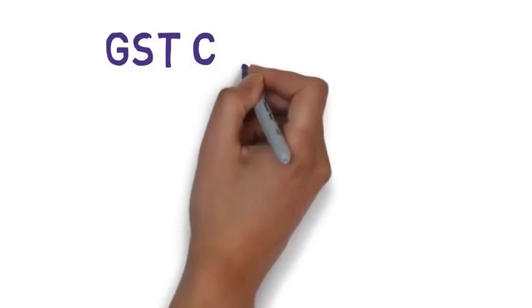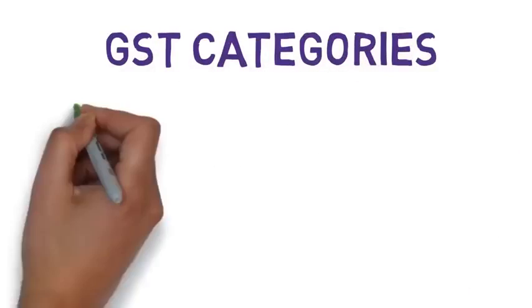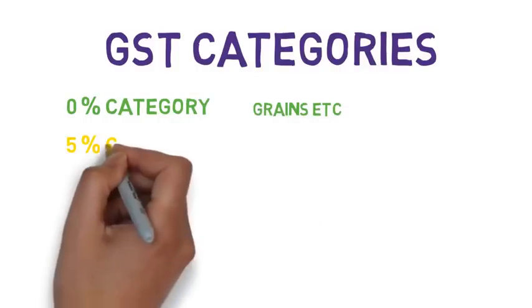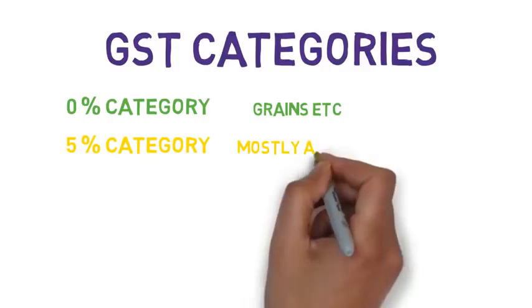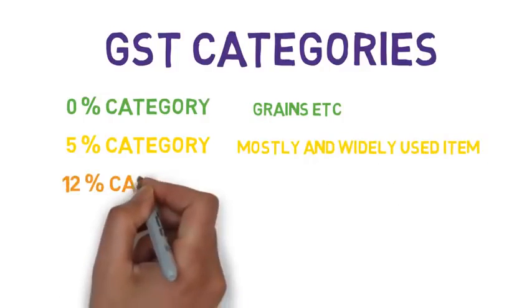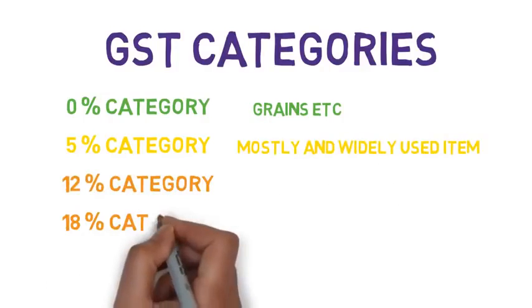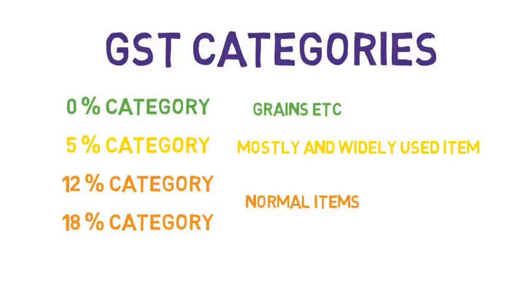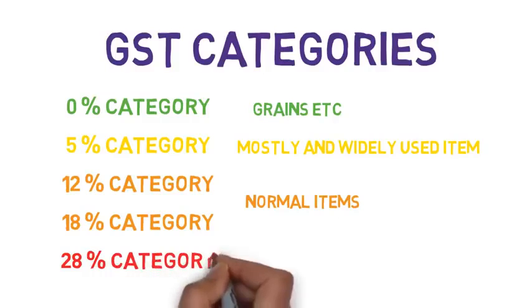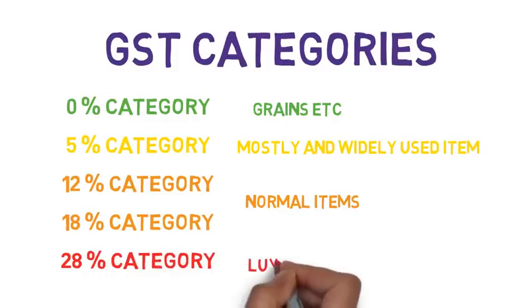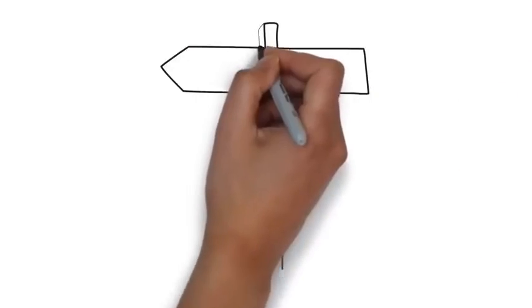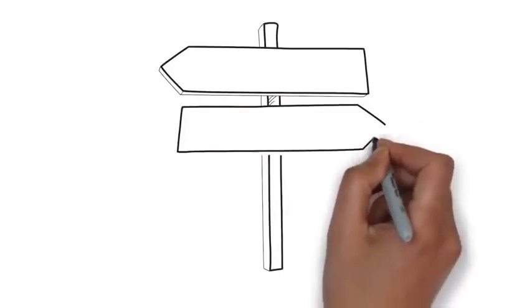In this case, SGST will not be collected. We will also have 5 categories in GST in India. 0% category, which will apply on food grains and etc. 5% category, which will apply on mostly and widely used items. 12 and 18% category, which will apply on items which are normally used. 28% category, which will apply on luxurious items. After applying GST, the cost of items will increase or decrease.